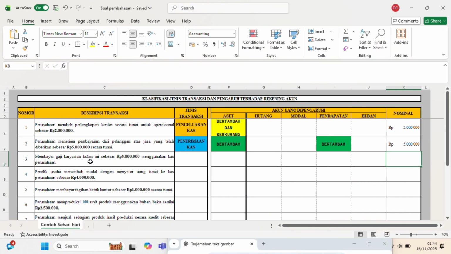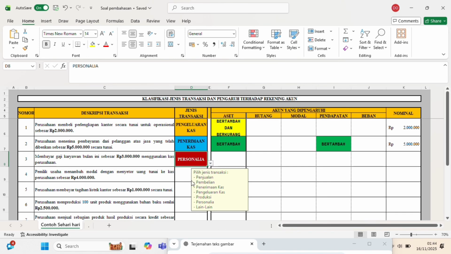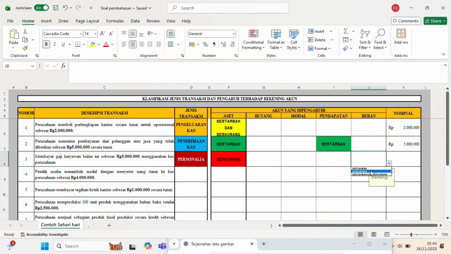Number 3. The company paid employee salaries for this month amounting to 3 million using company cash. This type of transaction is categorized as a personnel transaction because it relates to employees, and anything related to employees usually falls under personnel transactions. It also involves a cash outflow. The accounts affected are cash, an asset, which decreases, and salary expense, which increases, amount 3 million.